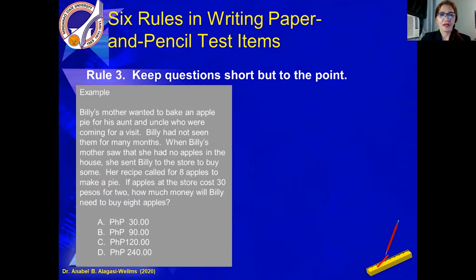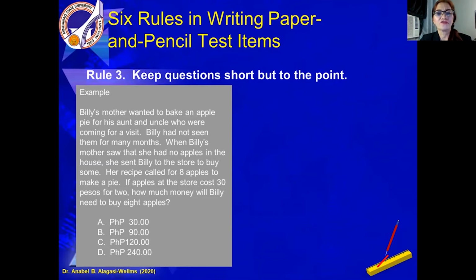For example, Billy's mother wanted to bake an apple pie for his aunt and uncle who were coming for a visit. Billy had not seen them for many months. When Billy's mother saw that she had no apples in the house, she sent Billy to the store to buy some.